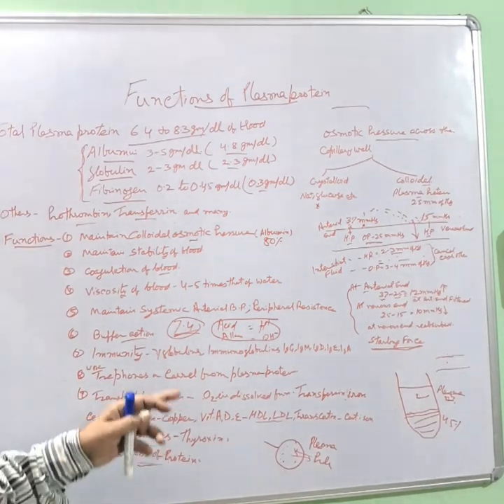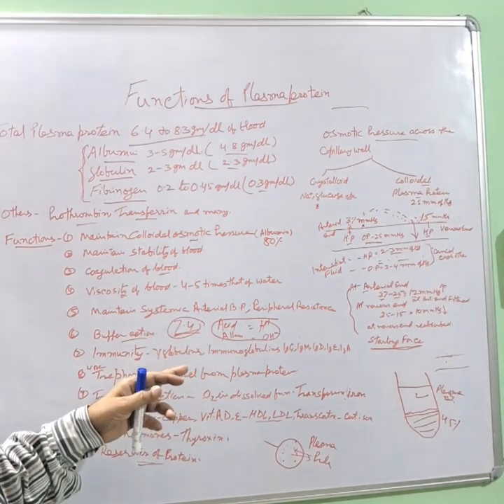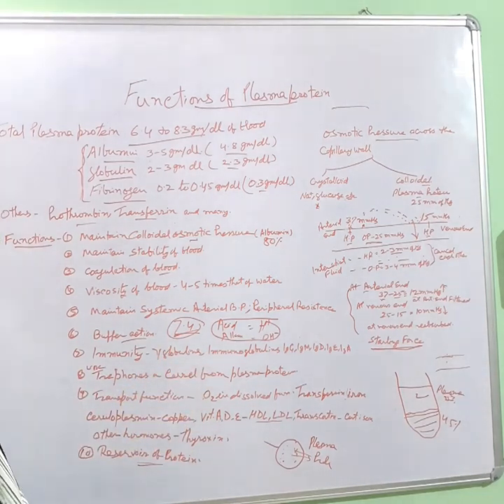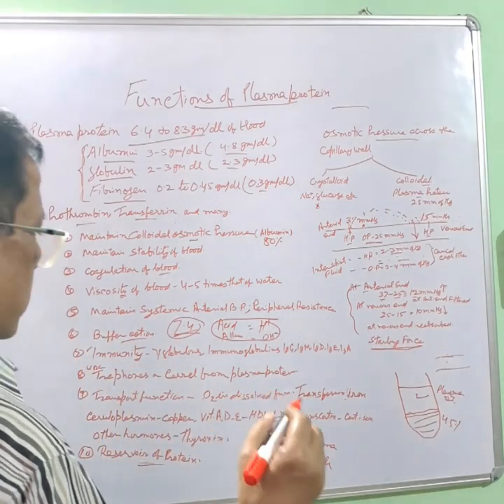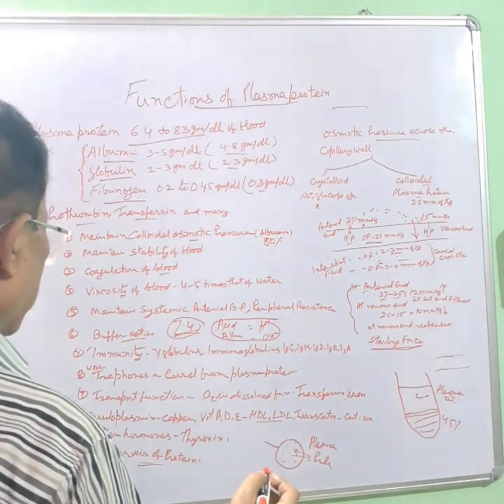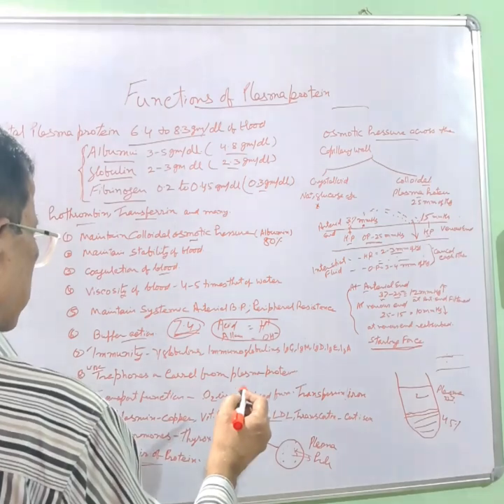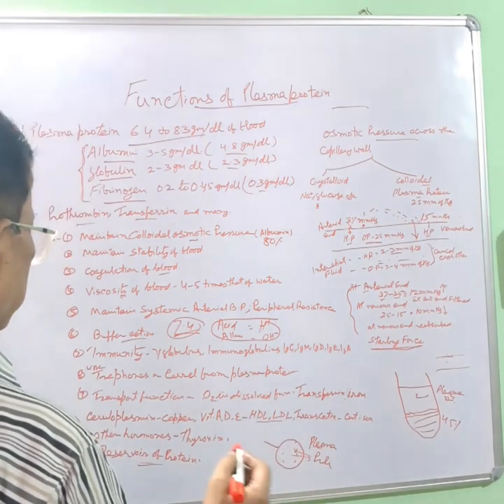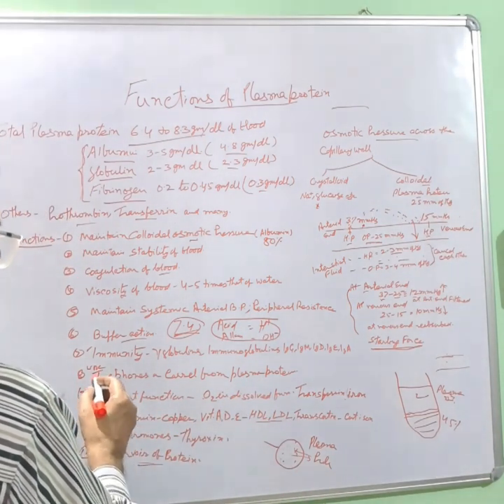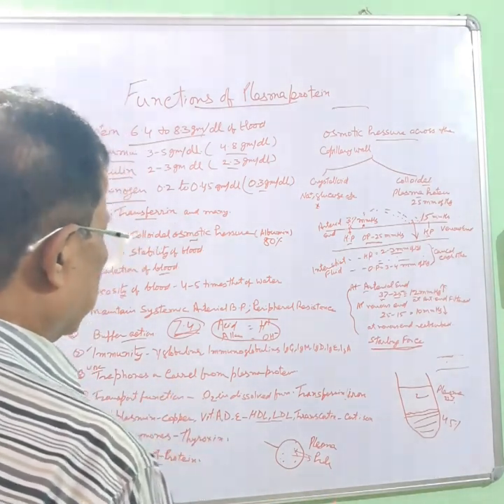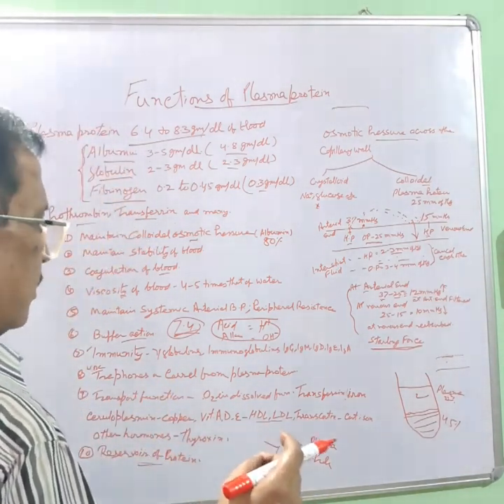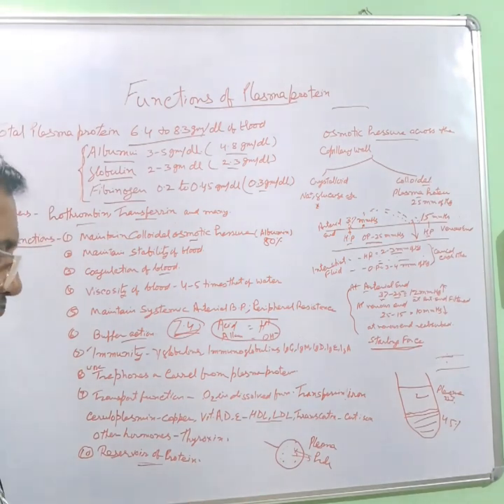Then immunity. Gamma globulins, immunoglobulins, there are immunoglobulins IgG, IgM, IgD, IgE and IgA. These give immunity to protect from infection and protect us from invading microorganisms. Then WBC forms trephones and chiral from plasma protein. They are essential for formation or nutrition of the cells.